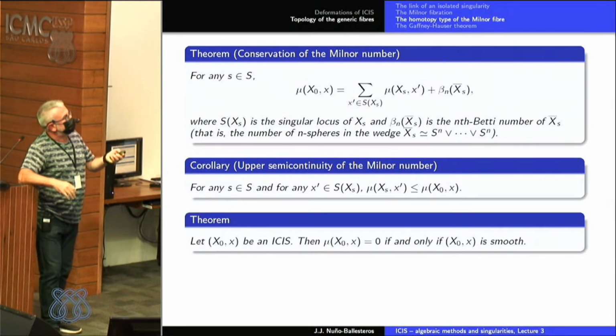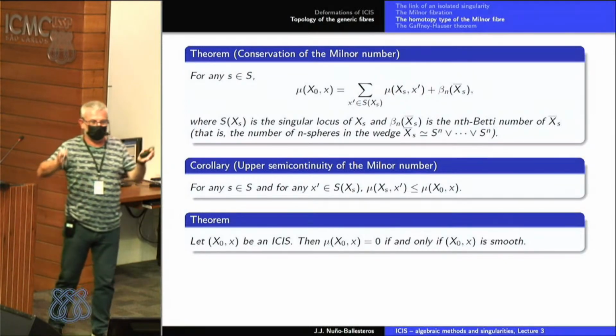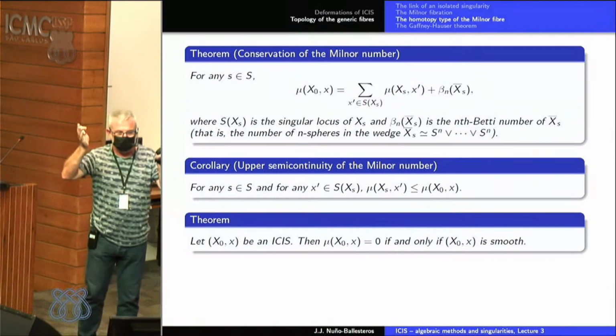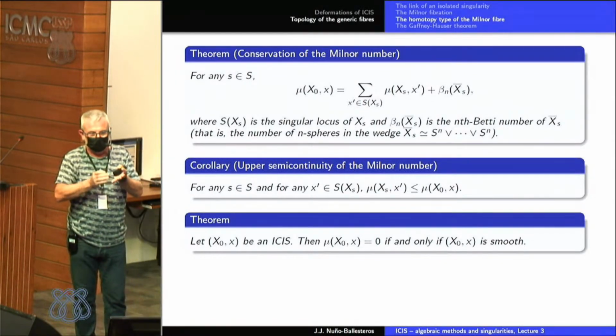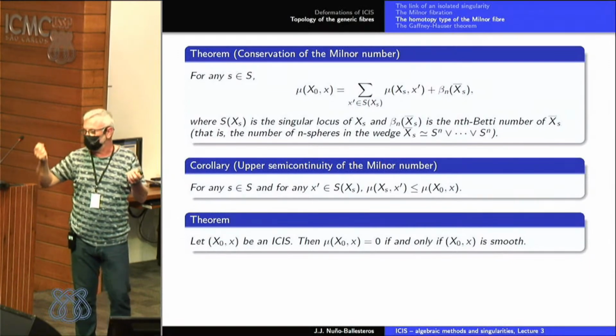Using this upper semi-continuity, it is possible to prove this theorem. This is not trivial, but it is possible to prove that given any ICIS, the Milnor number is equal to 0 if and only if the ICIS is smooth. So if you have a singular point, then the Milnor number will always be positive, not 0. When you have an ICIS with an isolated singular point and you take the Milnor fiber, it is not contractible. You always have some topology, okay?